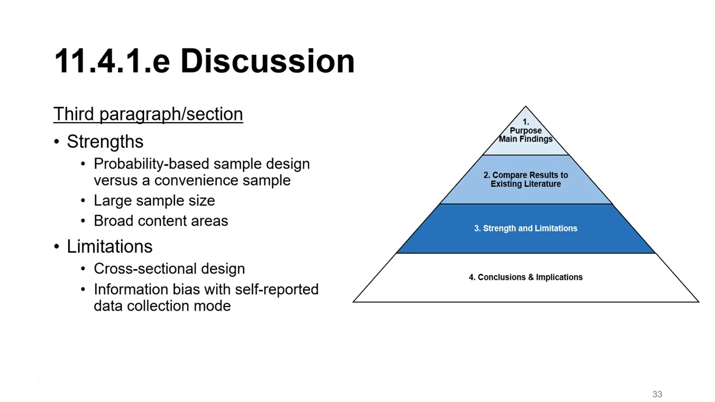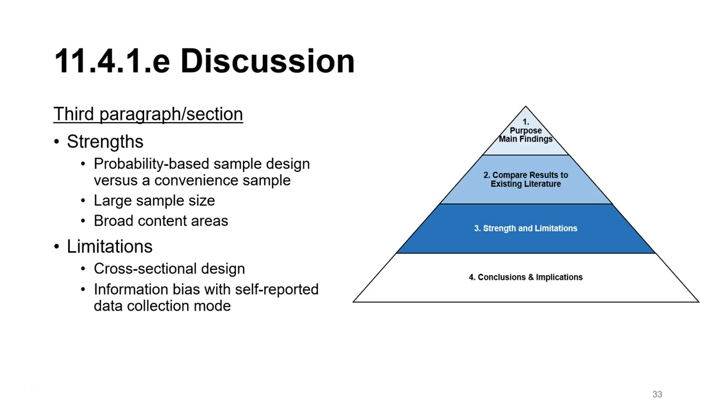Then the third paragraph or section talks about the strengths and limitations. Some example strengths of national health surveys include that the studies are usually using some sort of probability-based sample design versus a convenience sample. You're not just standing outside a grocery store asking everybody who comes in to fill out your survey. You are actually going through, picking out zip codes based on counties, based on census tracts, based on states, and strategically, mathematically coming up with ways to find out who to survey. Another strength could be a large sample size and a broad content area.